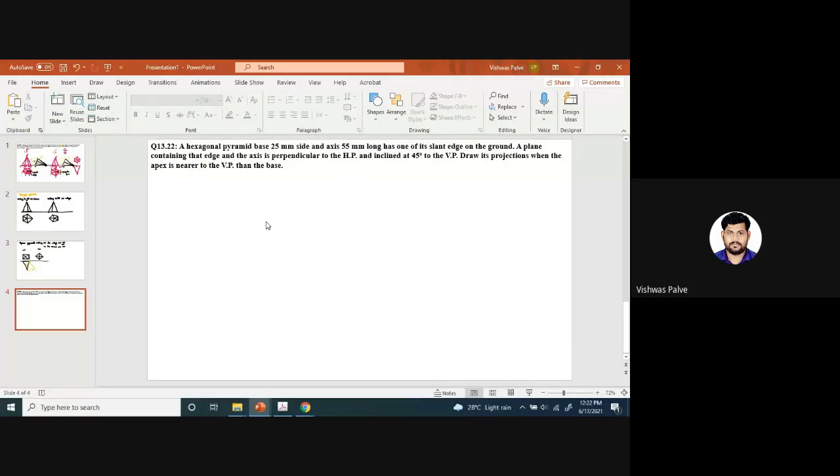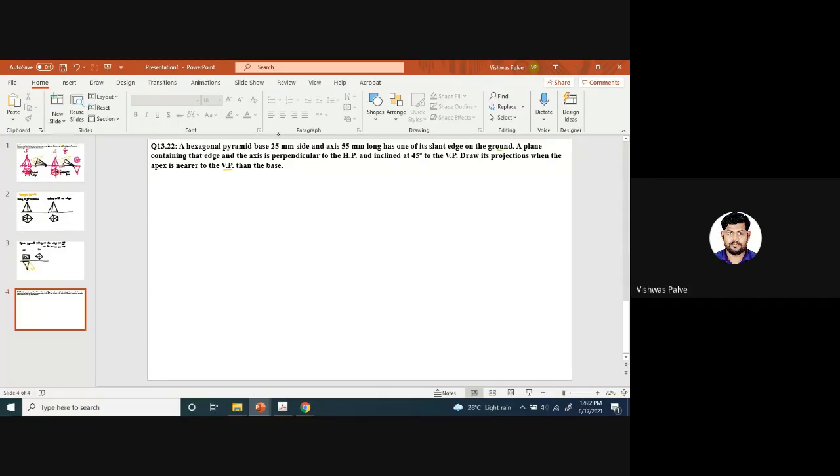A hexagonal pyramid, base 25 mm side, axis 55 mm long, has one of its slant edges on the ground. Ground means it is HP. A plane containing that edge and the axis is perpendicular to HP and makes an angle of 45 degrees with VP. Draw its projections when the apex is nearer to VP.